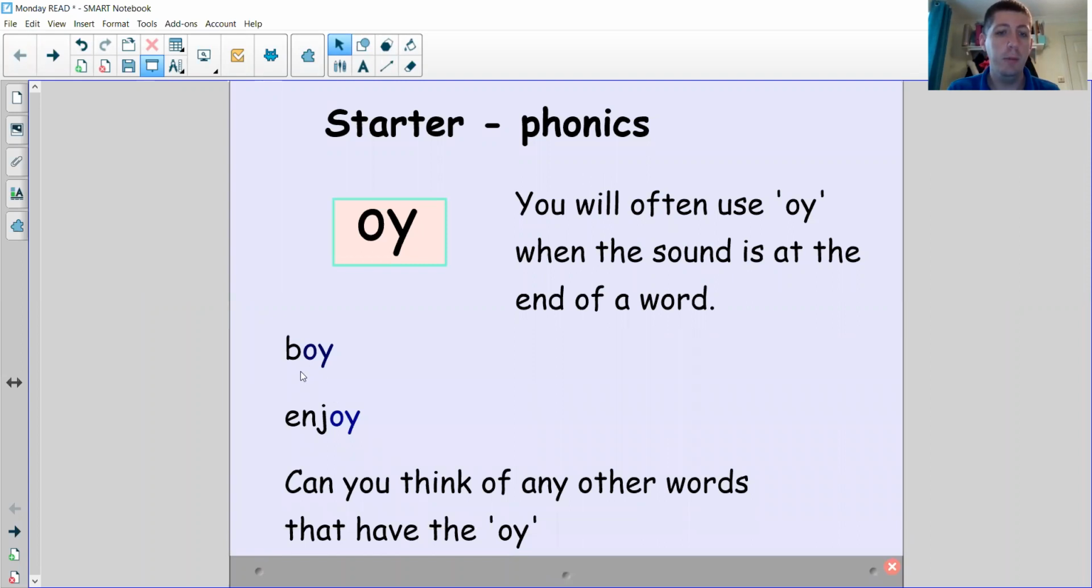We've got b, oi, boy, enjoy. Can you think of any other words with the oi sound using the letters O and Y?